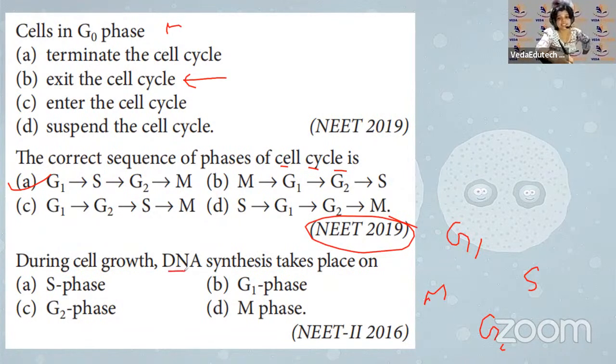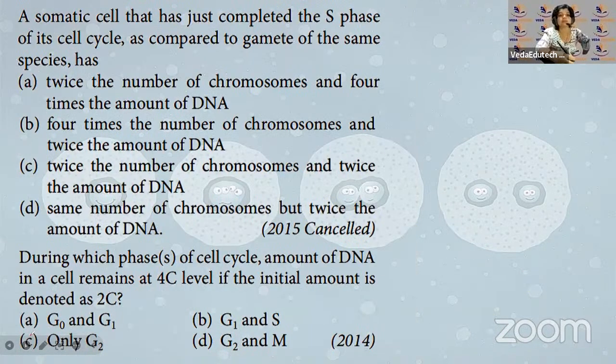During cell growth, DNA synthesis takes place in synthesis, S phase. Easy. Somatic cell that has just completed the S phase of its cell cycle as compared to the gamete of the same species has. Okay. So, let's say this is a sperm cell. Now, sperm cell will have 23 chromosomes, right? And a normal somatic cell has, for humans, 46. Sperm cell has 23 chromosomes.